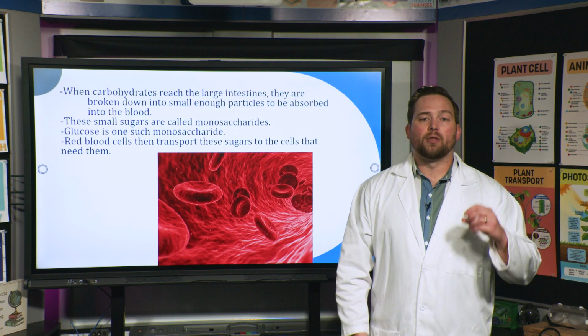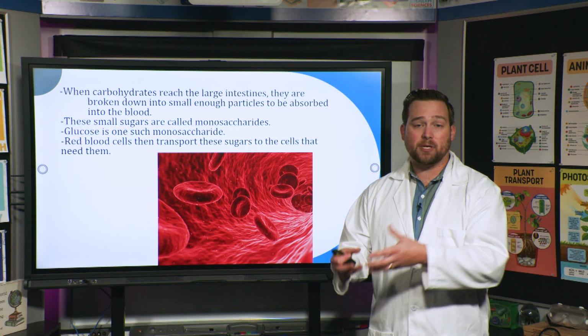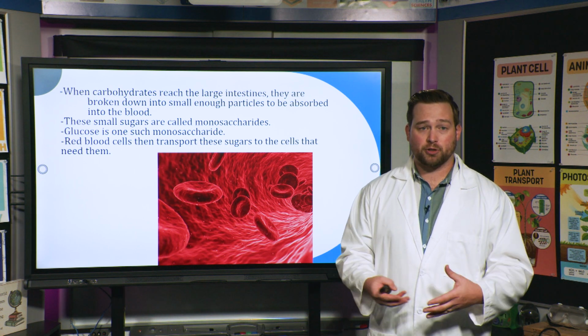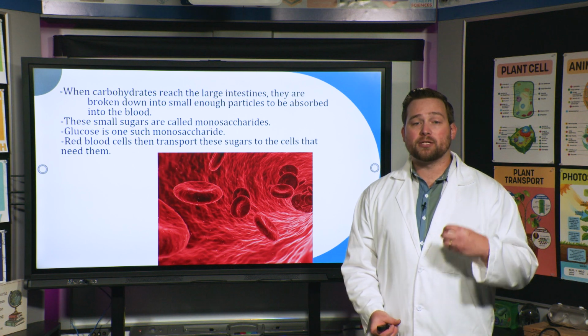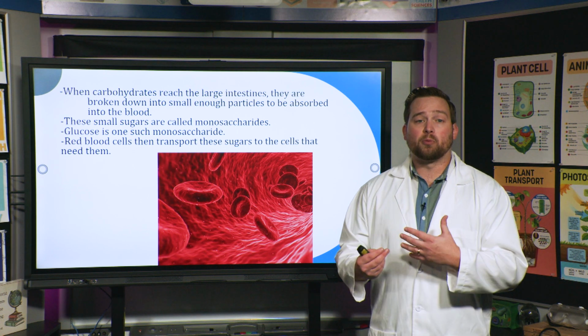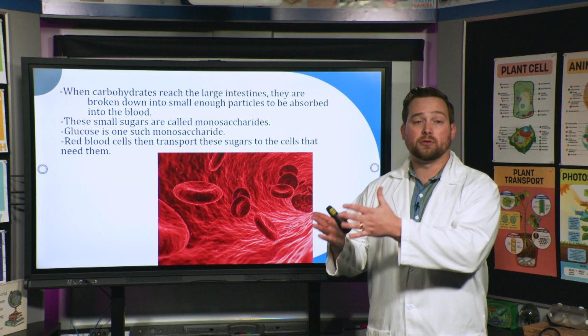Okay, so then once you've consumed it and your body starts to break it down, we've taken the big sugars and broken them into smaller sugars. What happens then? Well, the carbohydrates will eventually reach the large intestines. When they're broken down into small enough particles, they are able to be absorbed directly into the blood.